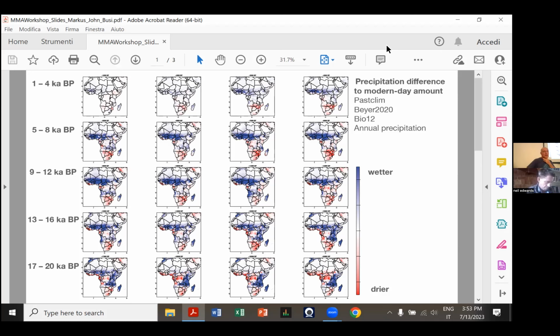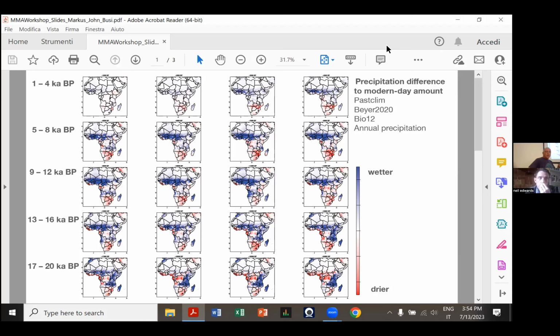What we've got here is we've taken 1,000-year time slices, going back from today the first 20,000 years. And we used a single data set, the Bayer 2020 data set. We pulled out Bio 12, which was precipitation. We tried other ones, aridity and temperature, and they show very similar patterns. But this one we think best shows what we're trying to get across.